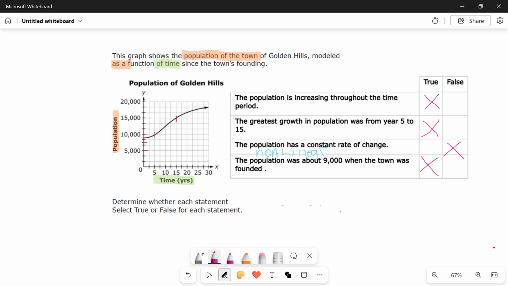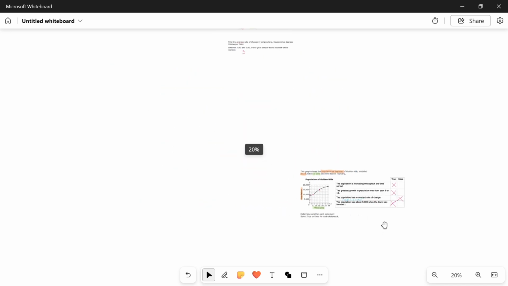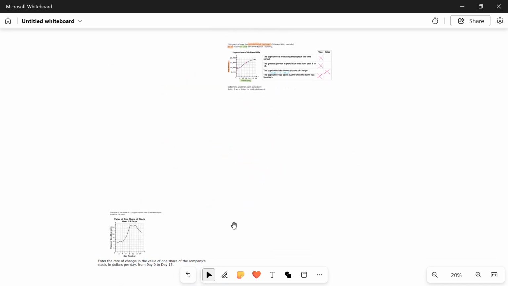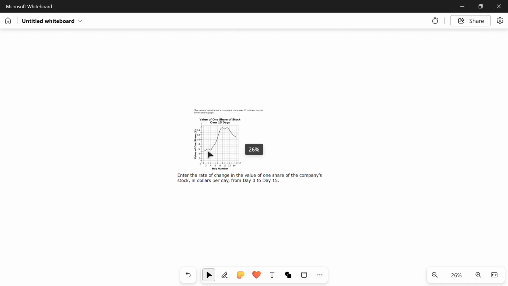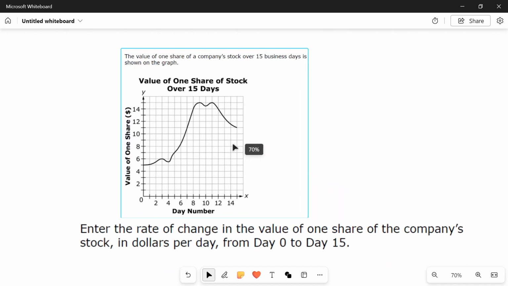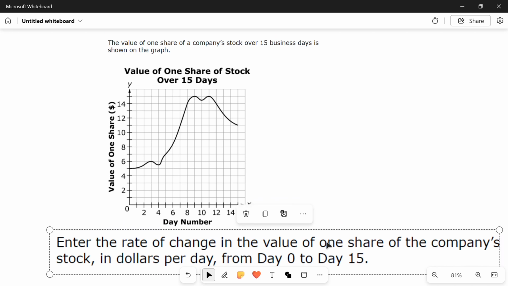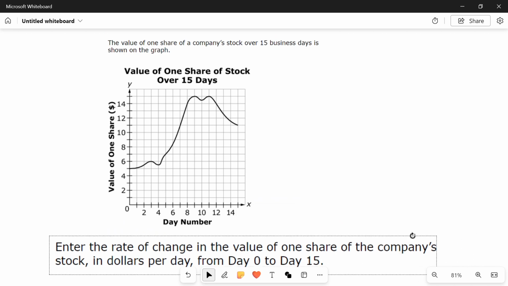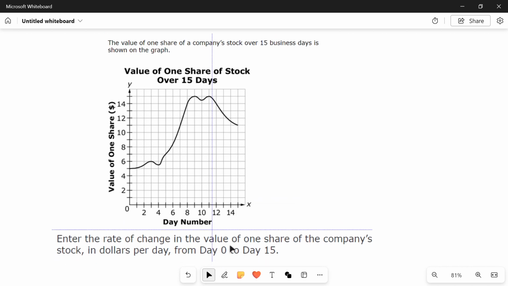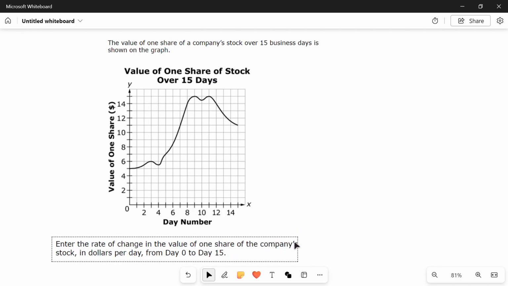True. Okay, now that's just an estimate. You're trying to estimate, is that about 9,000? And you probably don't even have to get as technical as I did there, but that's what you're looking at with that problem. Okay, we have another problem. Boom. Share of one value. Let me make that just a little bit smaller so we can zoom in a little bit more. Try that again.